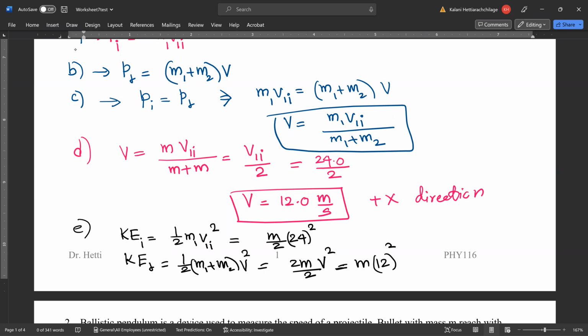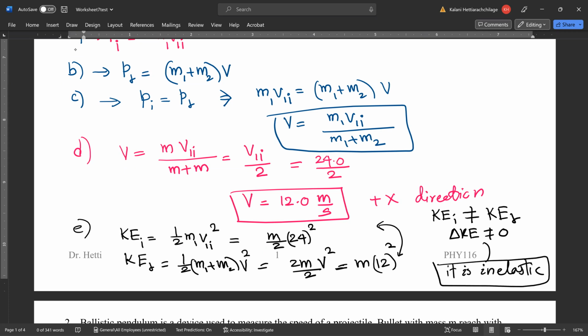So now you see that your kinetic energy initial and final are not equal to each other. They are not the same, right? Because of that, you can calculate kinetic energy initial is not equal to kinetic energy final. That means your change of kinetic energy is not 0. That means it is inelastic.